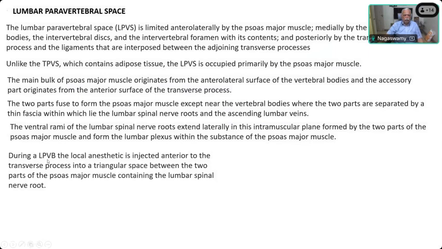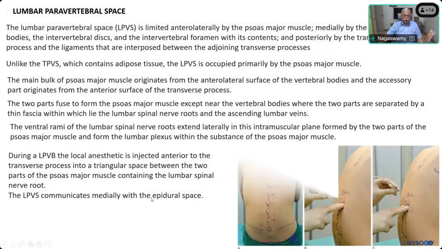And when you do the lumbar paravertebral block, the local anesthetic is injected anterior to the transverse process into the triangular space between the two parts of the psoas major muscle, continuing with the lumbar spinal nerve root. So the lumbar paravertebral space communicates medially with the epidural space also. So this is the landmark, the markings that you do for the lumbar paravertebral space block.